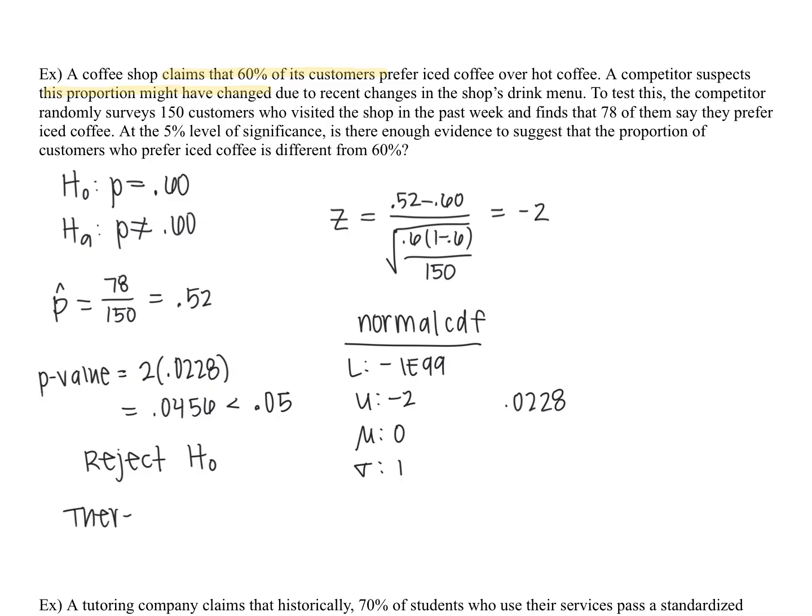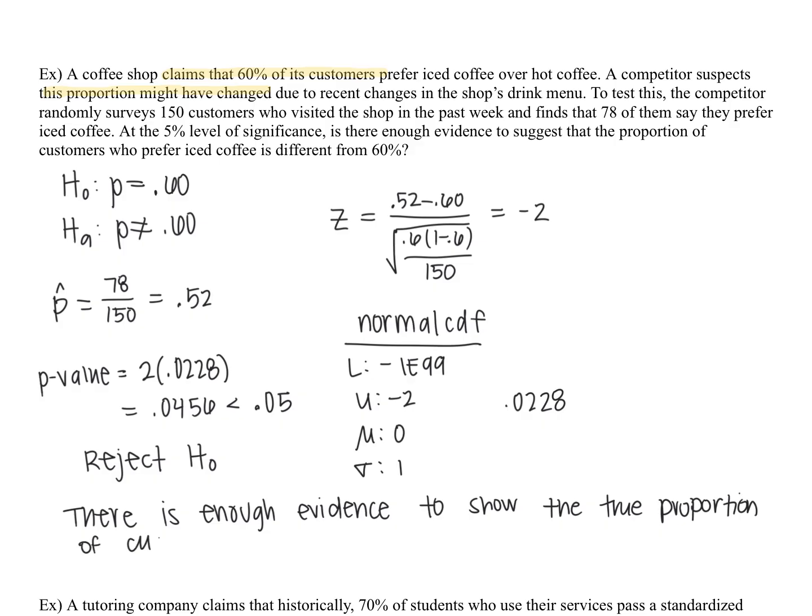Then for our sentence, we say there is enough evidence to show the true proportion of customers who prefer iced coffee is not 60%.